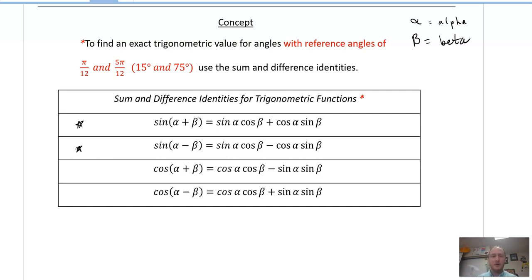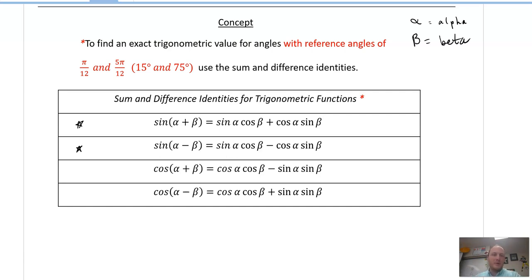I want you to pause the video. I want you to look for any patterns and see if you catch anything. All right, hopefully you paused and thought about some patterns to help you memorize this. On the test, you will have the sum and difference identities given to you as of right now.